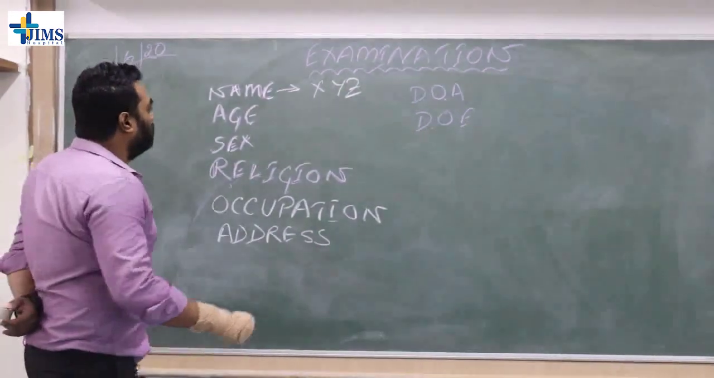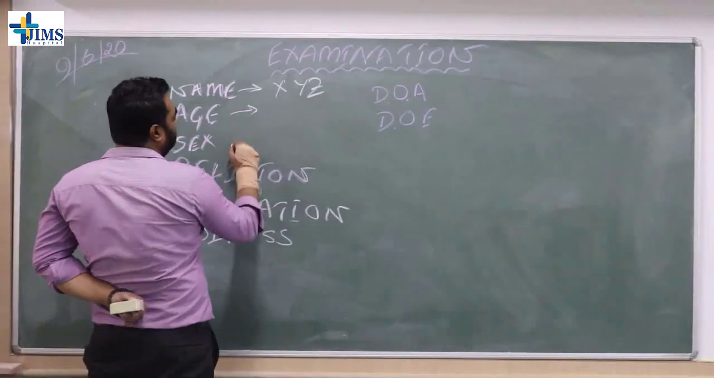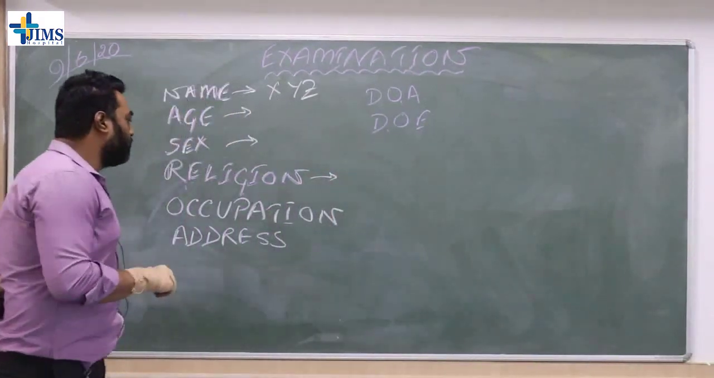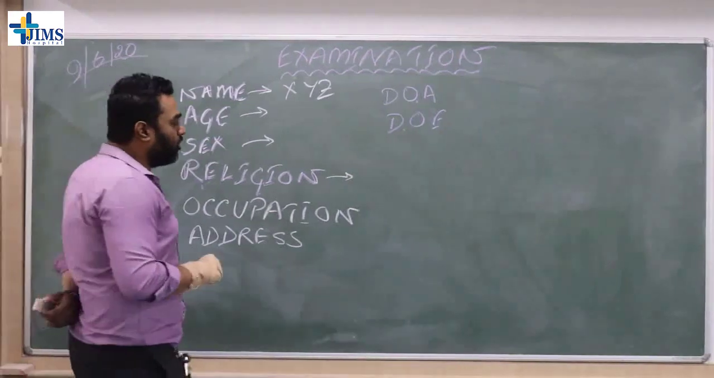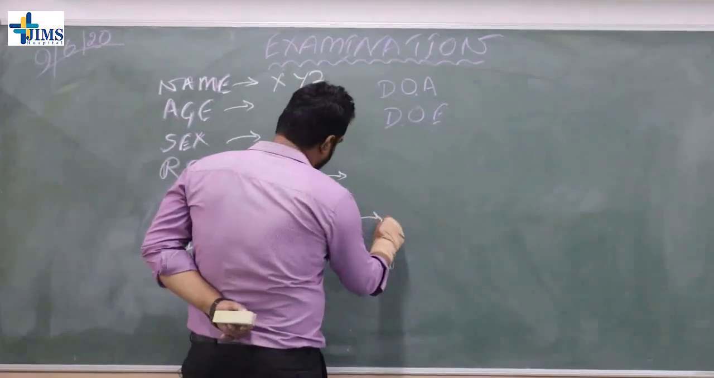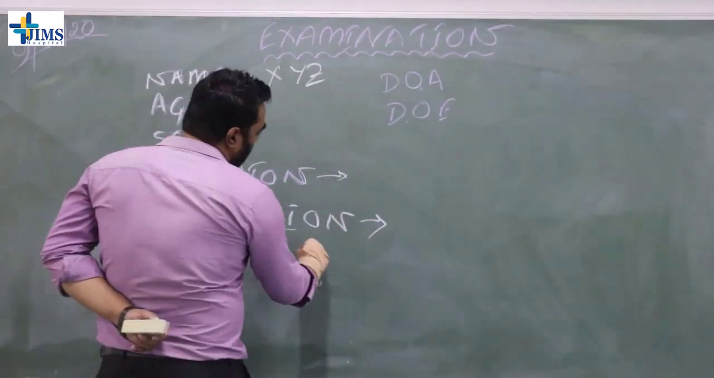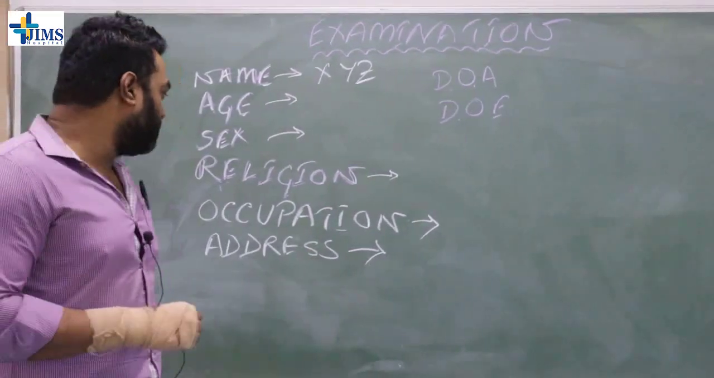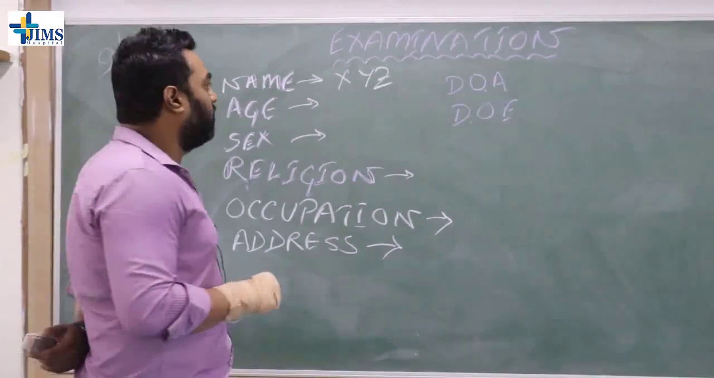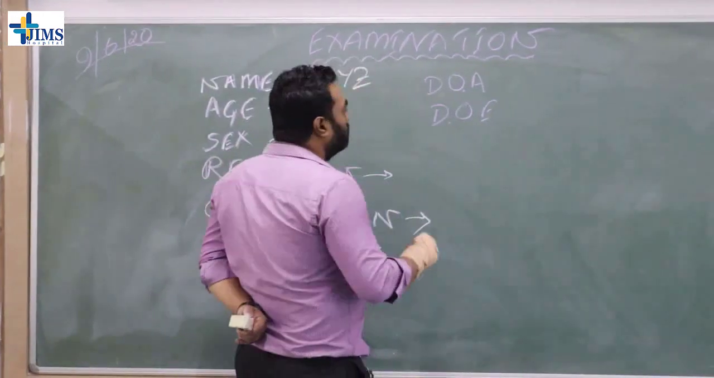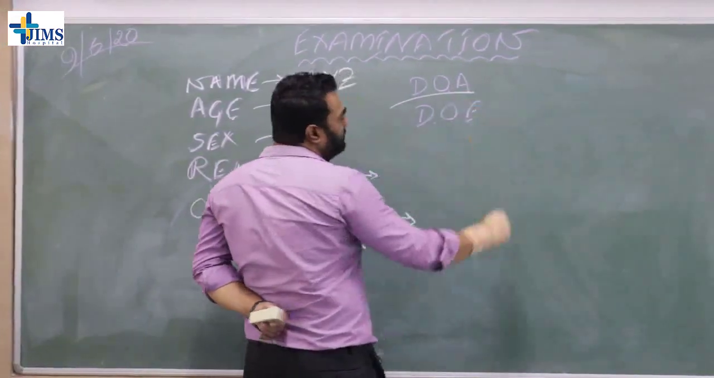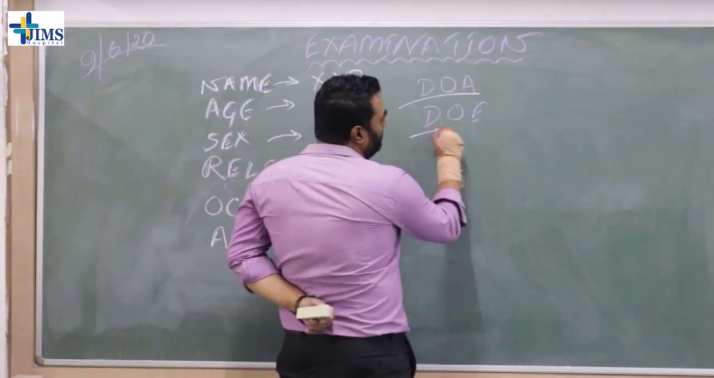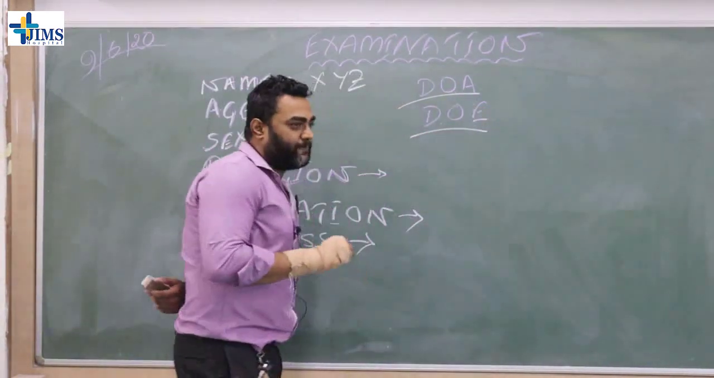Then we need to know the age, the sex, the religious ethnicity of the patient along with the occupation, because of the occupational hazard of the patient, and take a proper address of the patient so that we can go for follow up if the patient doesn't turn up in the hospital OPD. We also need to jot down the date of admission of the patient, along with that the date of examination of the patient, the day when you are examining the patient.